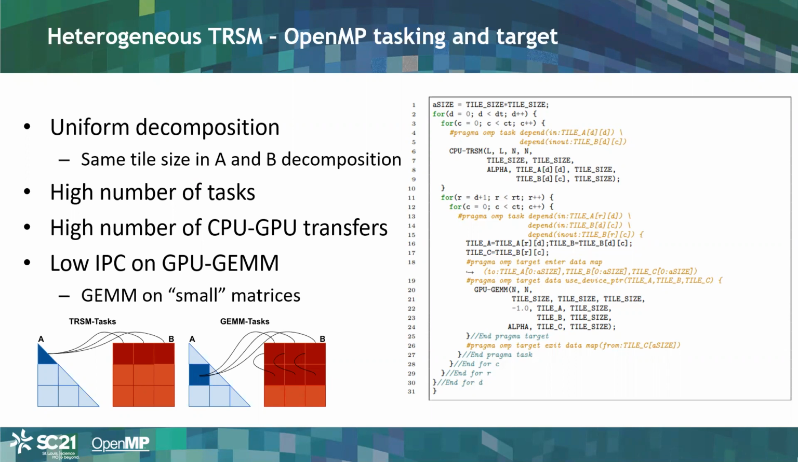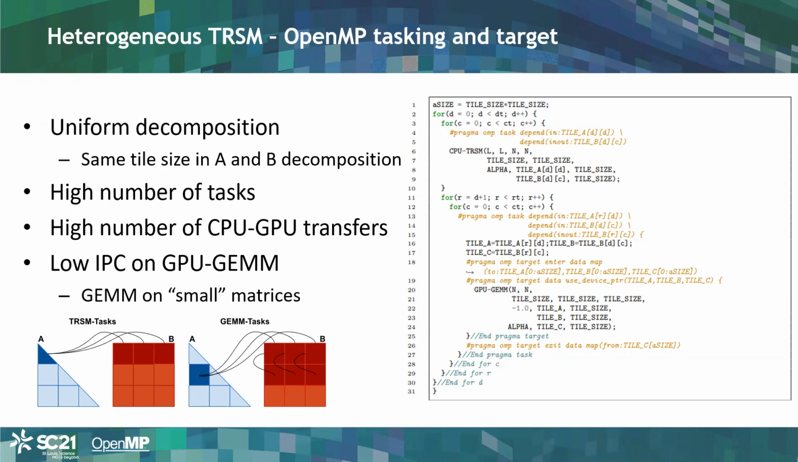On the right, we can see an example of the code that we implemented, a pseudo code. As I said before, we compute TRSM on CPU while GEMM, matrix multiplication, on GPU. In this code, we see four different types of pragmas. The first one is the OpenMP task. Basically, we encapsulate in one task one operation, one TRSM or GEMM operation, and also we include the data dependencies that we must respect to compute that task.